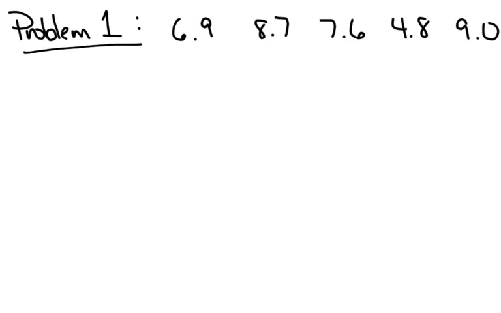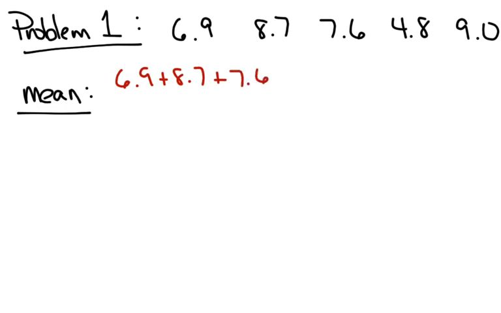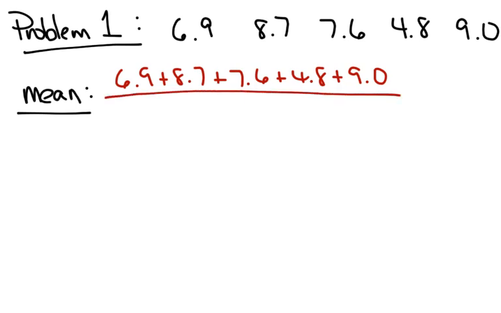In order to learn how to find variance and standard deviation, we're going to start with a very simple set of data that only has 5 data points. So, what we're going to do with 6.9, 8.7, 7.6, 4.8, 9.0 is first find the mean. How do you find the mean? You add them, you divide by 5. Remember, add all the numbers together first, then divide that answer by 5. You should get 7.4. All right, that's the mean.